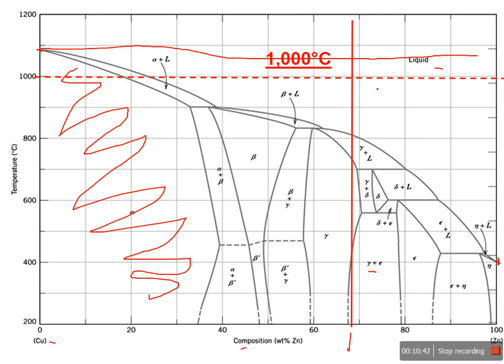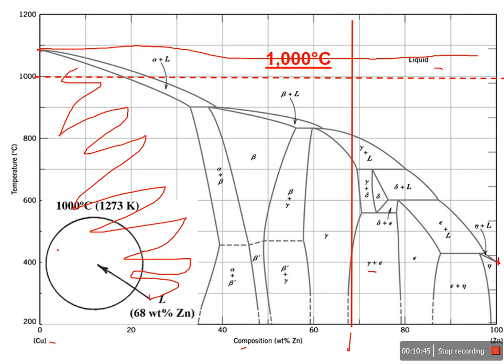So how do we draw liquid? Well, you know, use your imagination. You can draw some wavy signs inside there. The composition actually is the same as the composition of the question, 68 weight % zinc, because it's just a single phase.